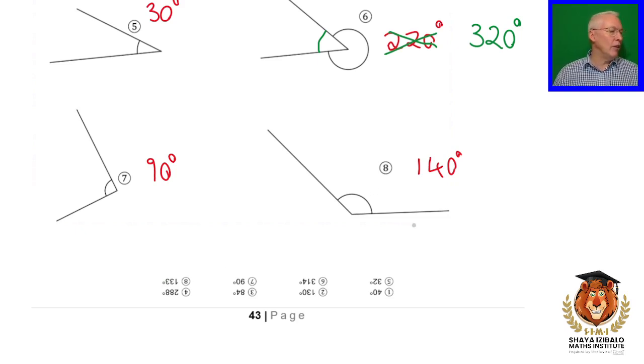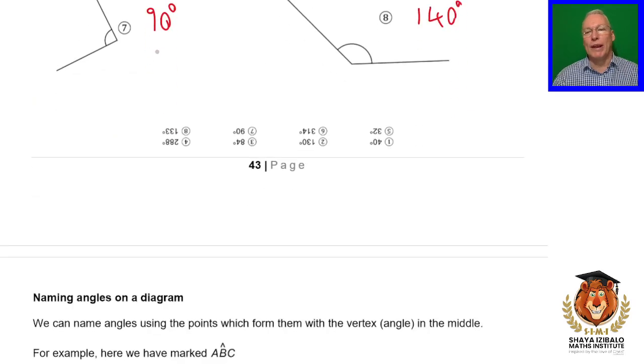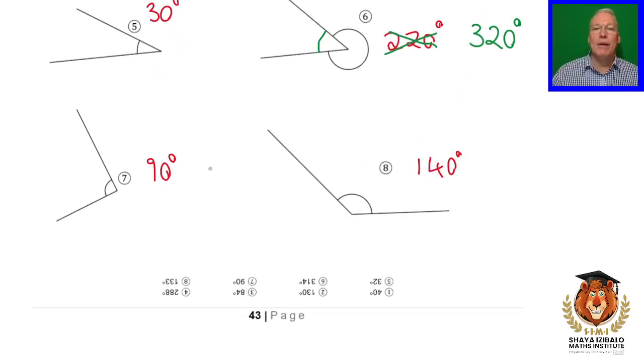Guys, estimation, being able to look at something and get a rough approximation of its size, is a really useful life skill. So if you've got a protractor, obviously you can draw some more angles, get your friend to guess them, and then you can measure them and see how close you guys are.